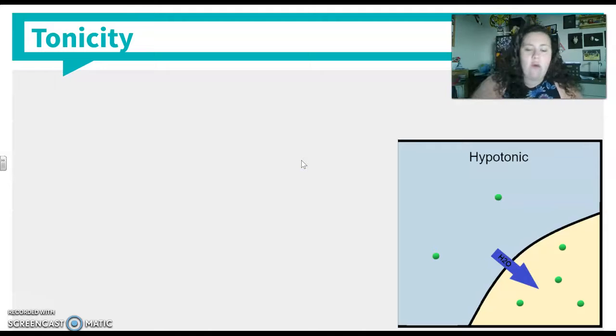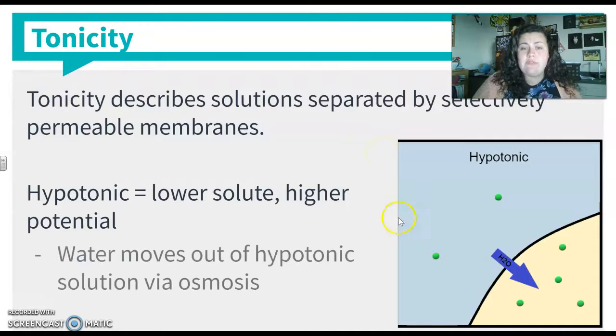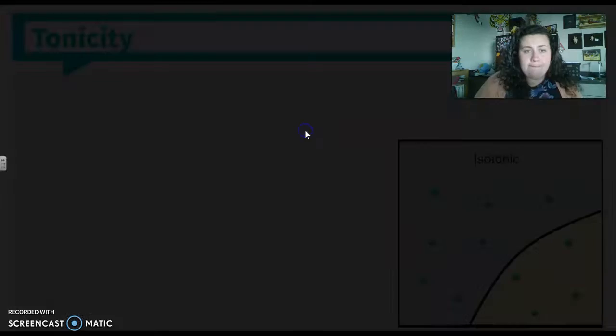All right, so a hypotonic solution is the opposite of a hypertonic. A hypotonic solution is one where we have very low solute and very high water potential. There's a lot of free water out there to move around, so water moves out of a hypotonic solution. Okay, so again, we have lots of water and only 2 solutes, and over here we have 4 solutes. So water is always going to move into that lower potential to try and equal out.